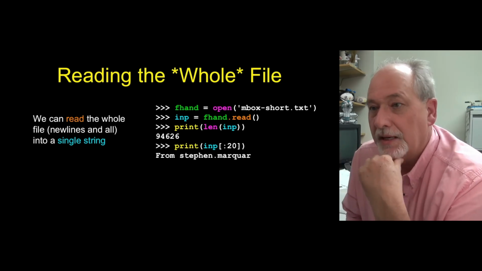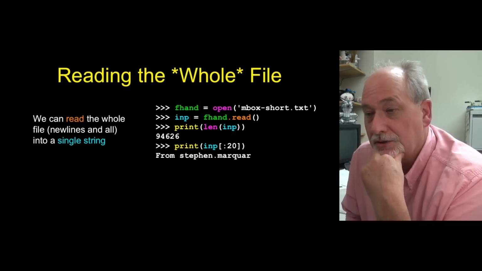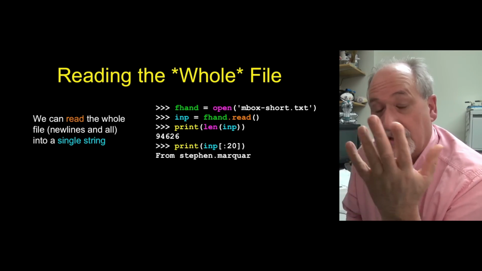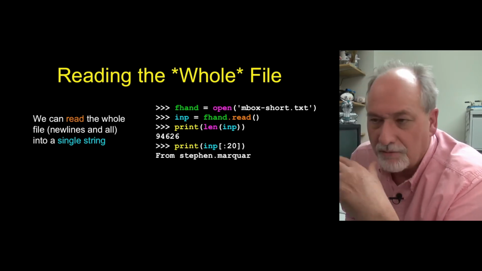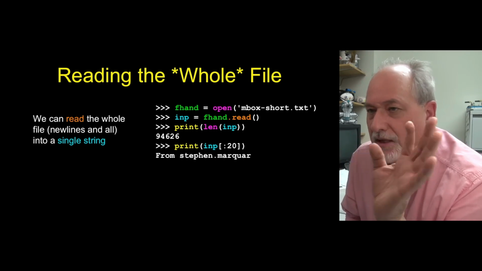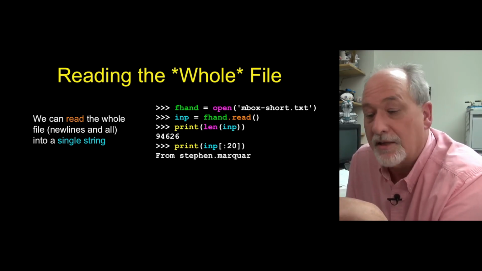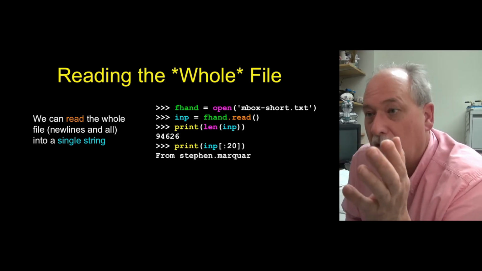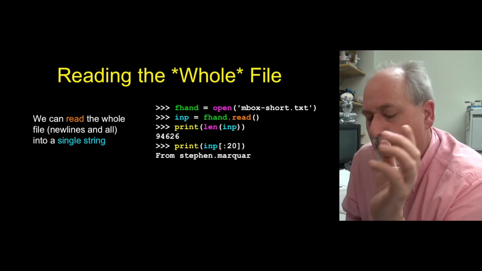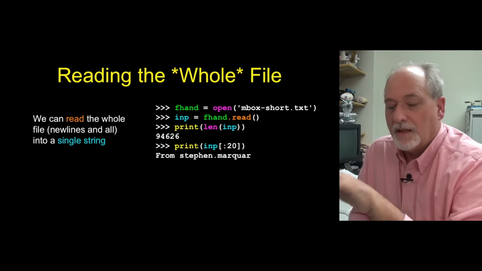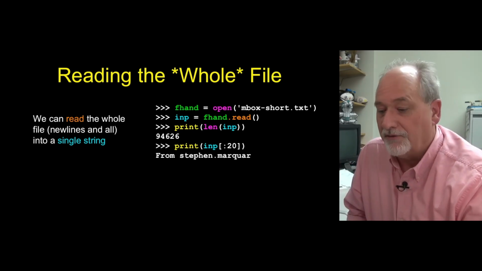Now you've got to be careful depending on the size of the file. This is going to lead to a string variable with a lot of data in it. Now if it's 100,000 characters, that's actually kind of a small thing. But if it was 10 million lines, that would probably not be good. You'd want to read it one line at a time and process each line and then do something. But mbox-short.txt is a small little file.